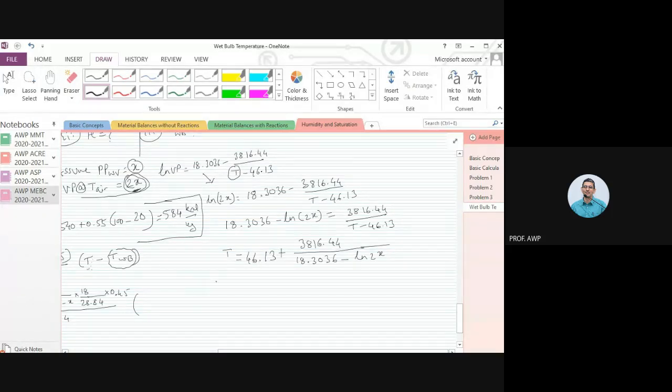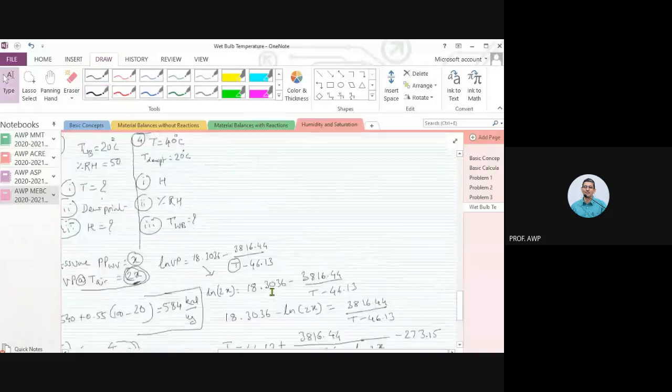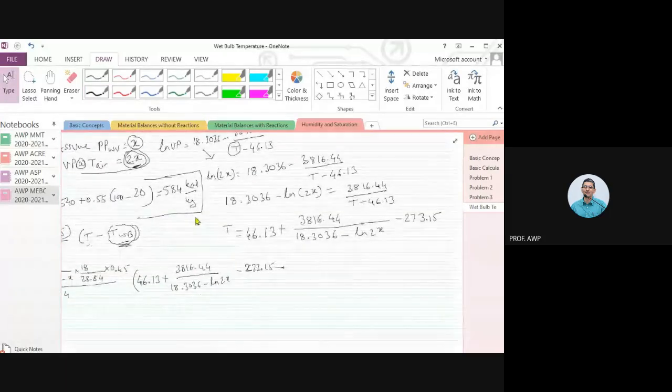Right, and this would be temperature in Kelvin. If I want it in degrees centigrade, because the wet bulb temperature I've given is in degrees centigrade, you can convert that into Kelvin, whichever way you like. You can say minus 273.15. So now I can put that here: 46.13 plus 3816.44 divided by 18.3036 minus ln 2x minus 273.15 minus the wet bulb temperature. Wet bulb temperature was 20 degrees centigrade.